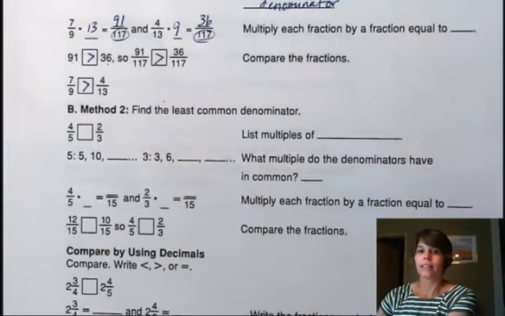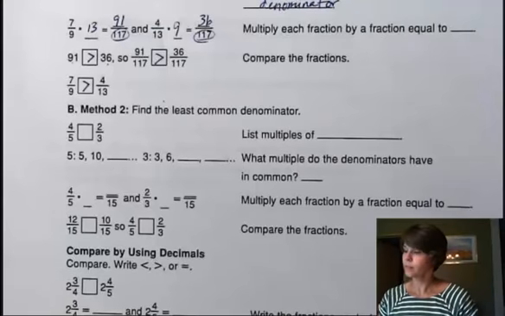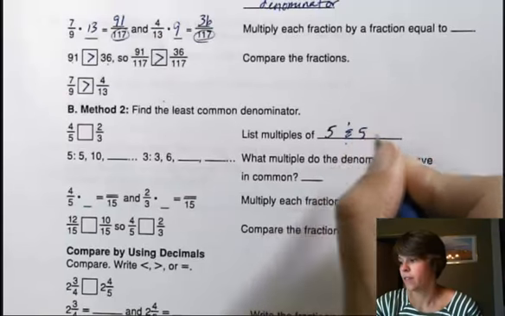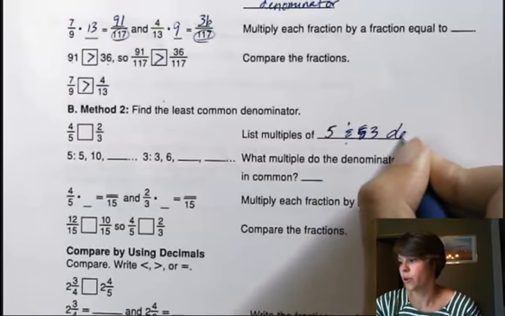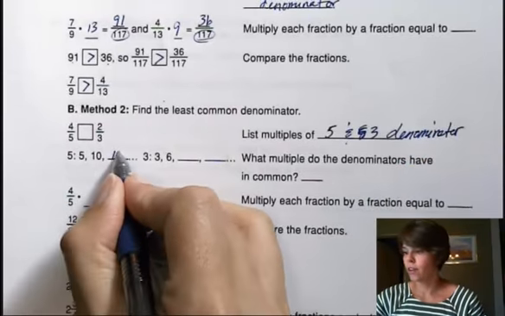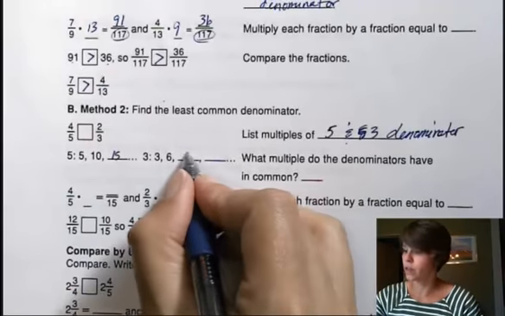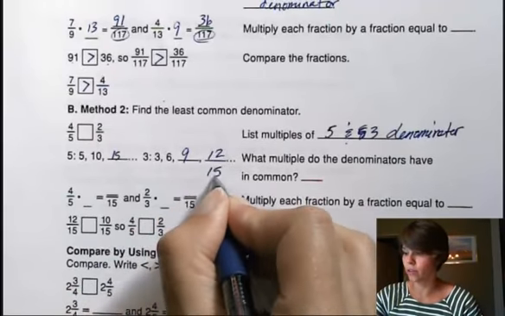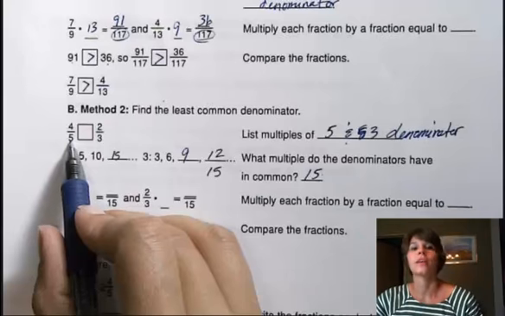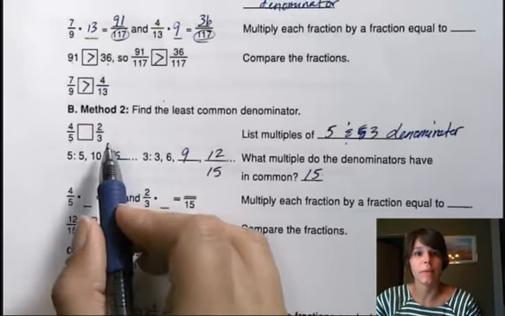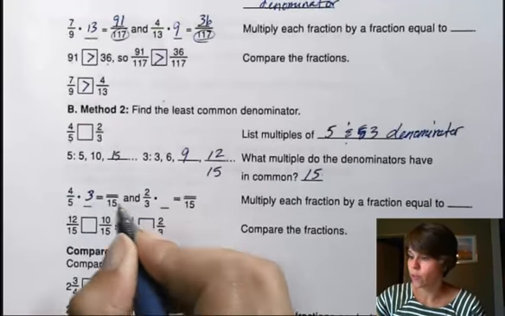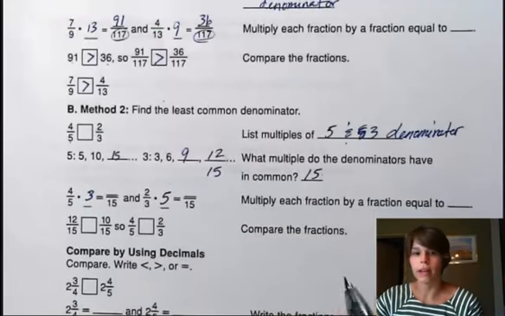Method 2, finding the least common denominator. Okay, so I'm going to list multiples of the denominators, which are 5 and 3. So 5, 10, 15, 20, 25, and so on. 3, 6, 9, 12. It didn't leave me enough room, but I should keep going on to 15 to find that the common denominator is 15, which in this case happens to be just multiplying my denominators together as I did in method 1. So 4/5 is going to get multiplied by 3, and 2/3 is going to get multiplied by 5.